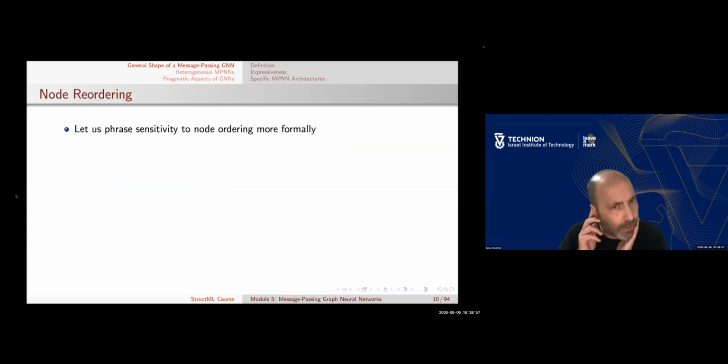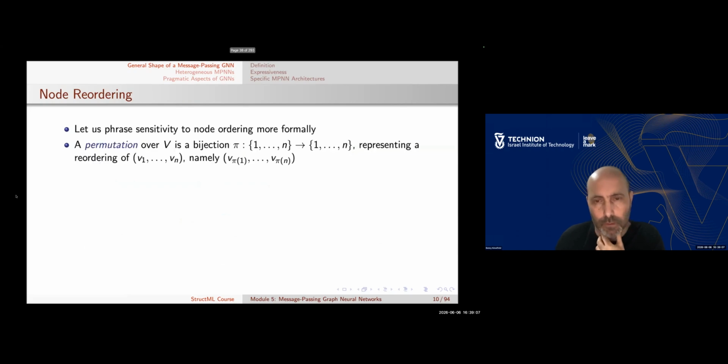Let's talk more about this idea of node reordering, or sensitivity to the order of the nodes. What exactly is it that we want? To be more formal, we're talking about a permutation. We want the model to be non-sensitive to the permutation. A permutation is basically a bijection over the set of numbers 1 to n.